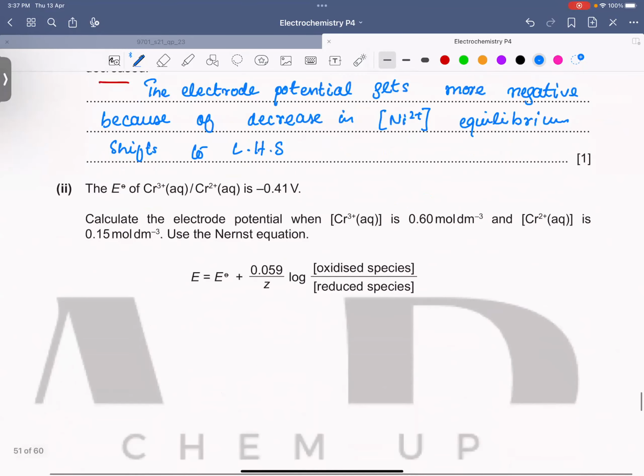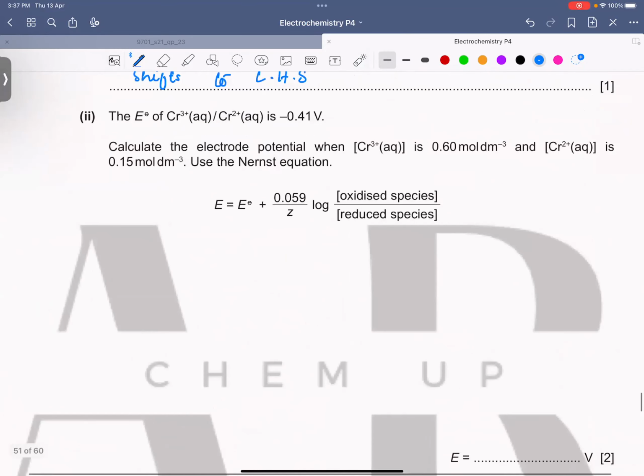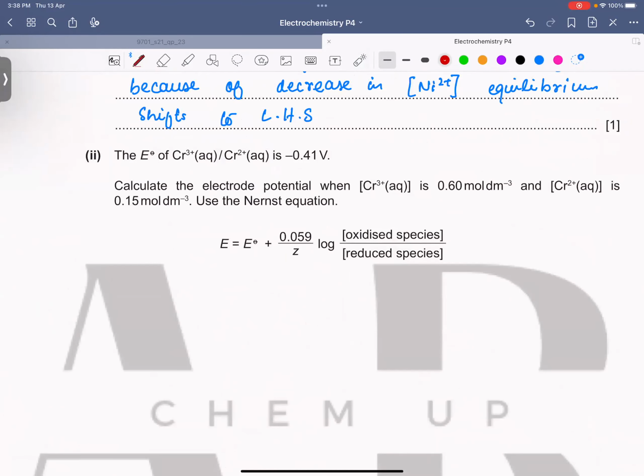Next part. The E naught of chromium is minus 0.41 volt. Calculate the electrode potential when chromium concentration is mole per dm cube and when the chromium 2 positive is 1.5 mole per dm cube using the next equation. Okay.